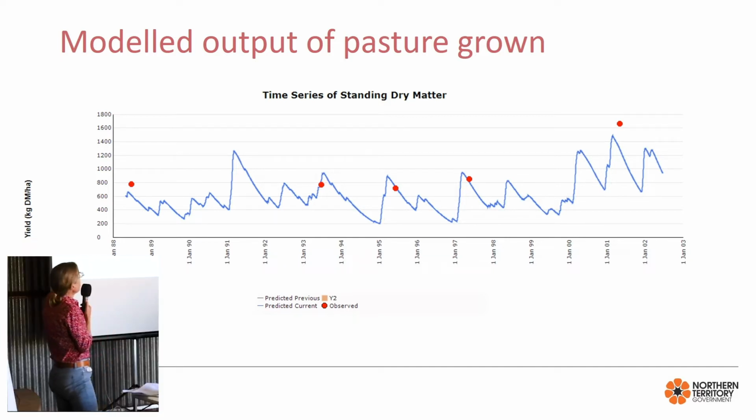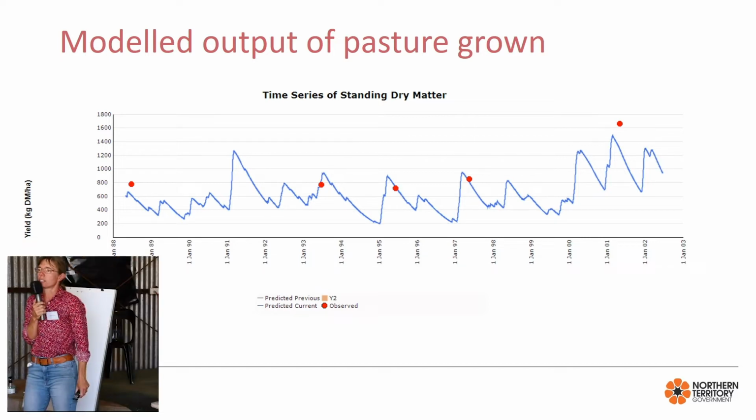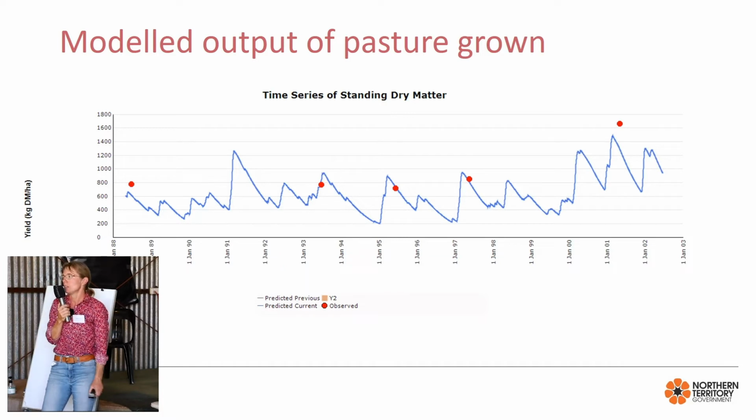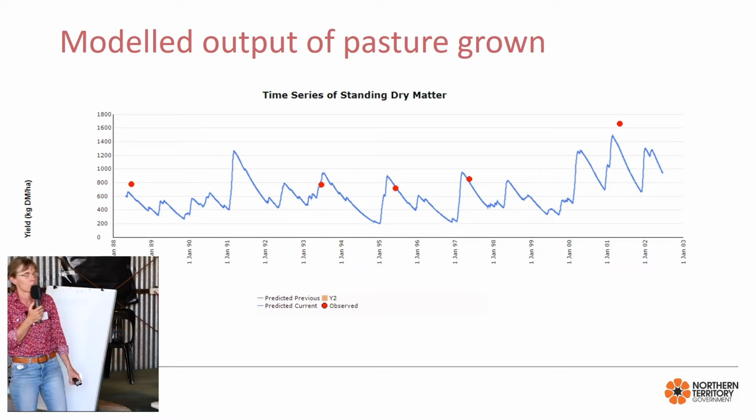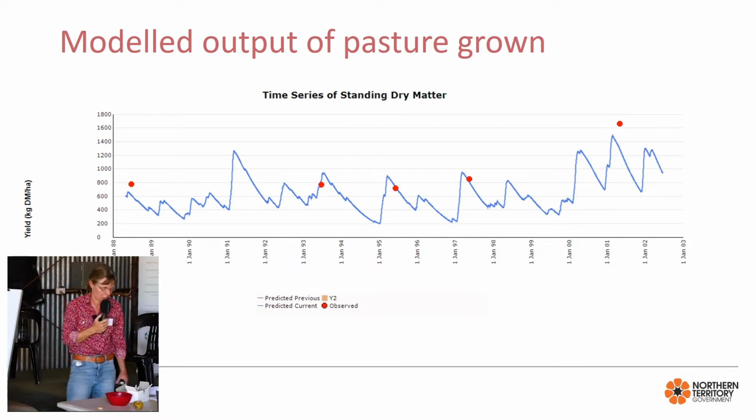So this is from 1988 to 2003. The blue line is the model run. That's what the model said was the amount of grass that grew. And those red dots are the actual cuts of grass taken in that landscape. This is for a land type just north of Alice Springs. So I'm pretty happy with that accuracy.